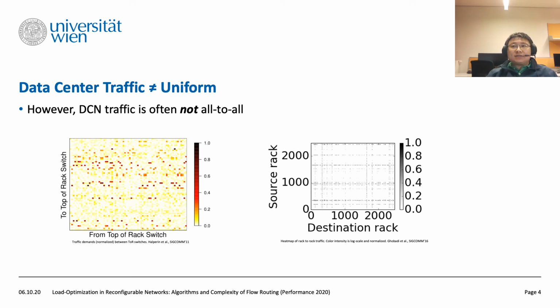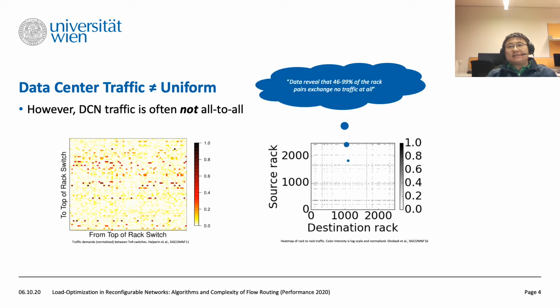However, recent studies have shown that the traffic inside the data center is often not uniform all-to-all, but rather creates traffic hotspots that change over time. For example, the right figure shows that up to 99% of pairs exchange no traffic at all. This fact invokes the need for a design paradigm shift.